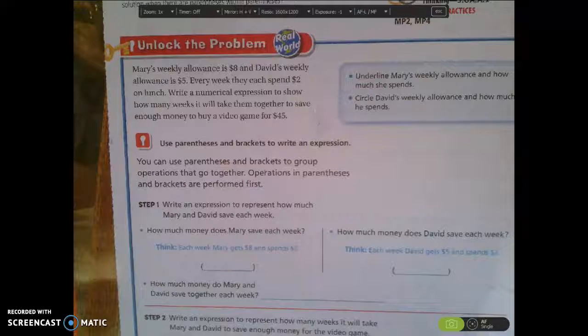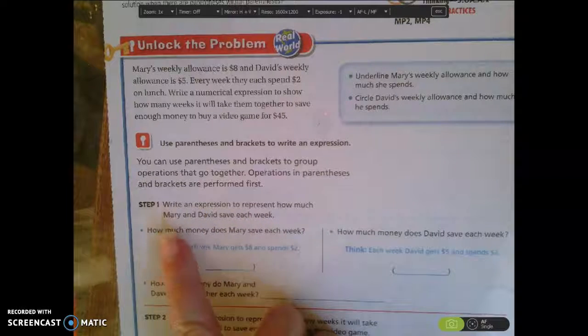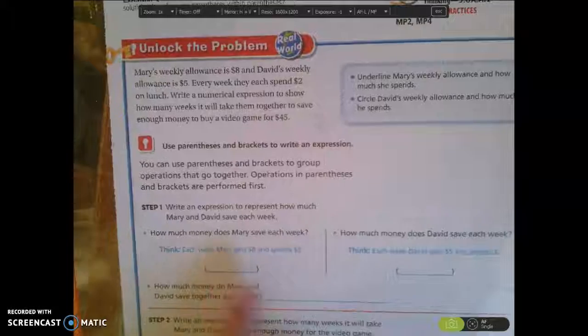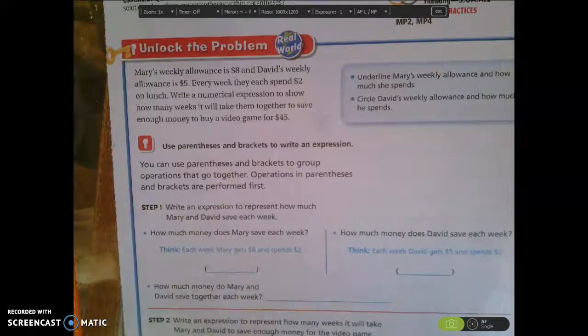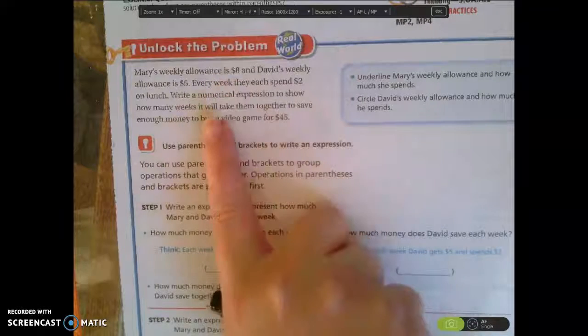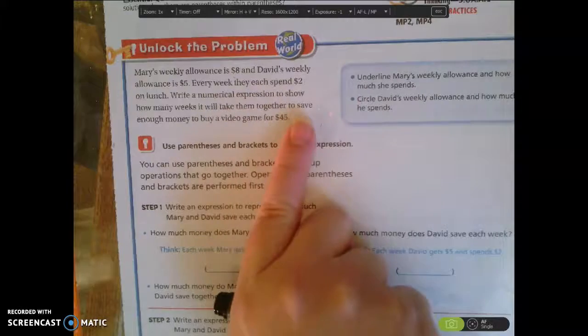You can use parentheses and brackets to group operations that go together. Operations in parentheses and brackets are performed first. So step 1, write an expression to represent how much Mary and David save each week. So how much money does Mary save each week? Well, if we go up here, it says that her allowance is $8. Every week, they each spend $2 on lunch.